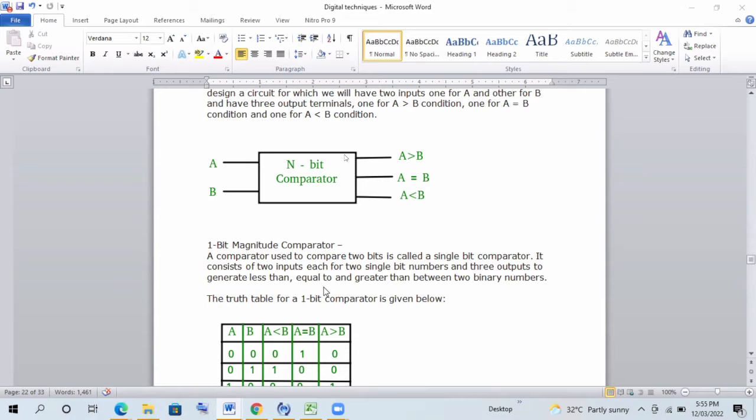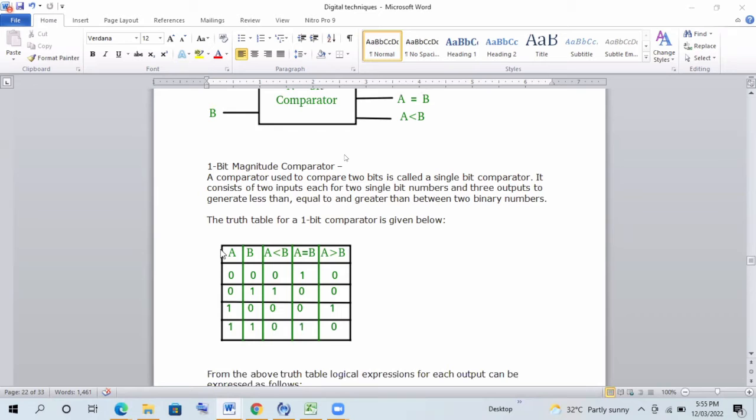Okay. So truth table for a one bit comparator is given below. So here we are having the two inputs A and B. So A can be 0, B can be 0. So two inputs, so we can have four combinations, that is 2 raised to 2. Okay, 0, 0, 0, 1, 1, 0, and 1, 1. And we are having three outputs, A less than B, A equal to B, and A greater than B.